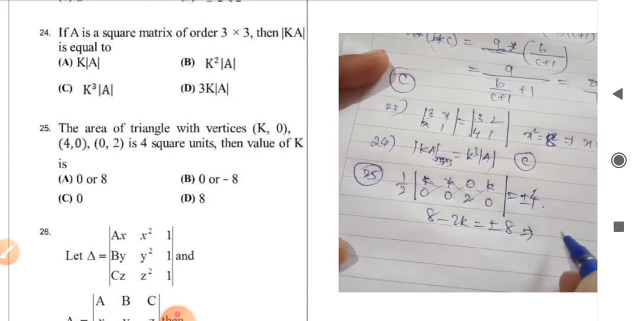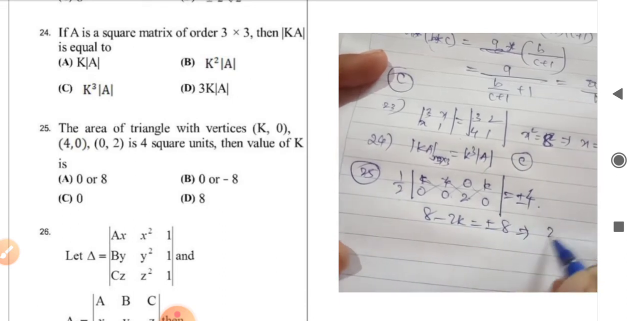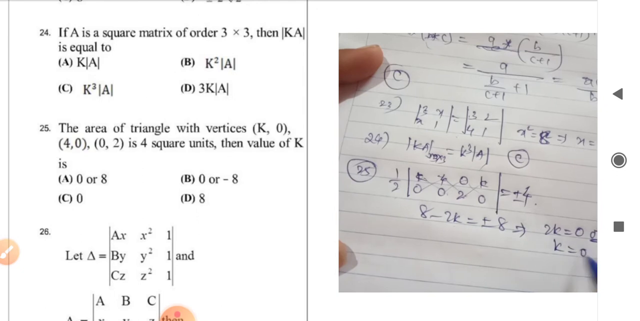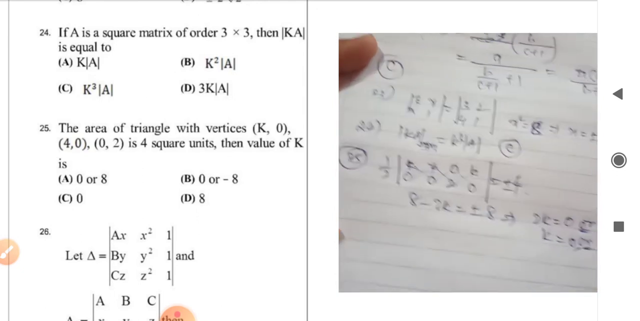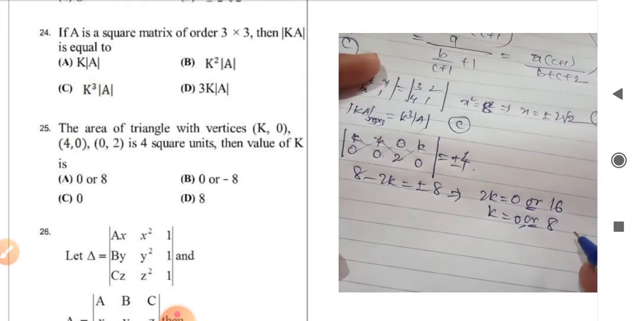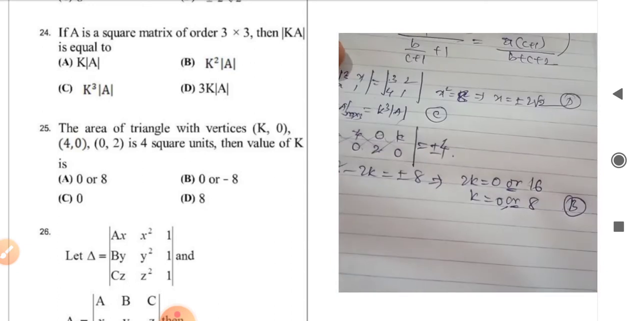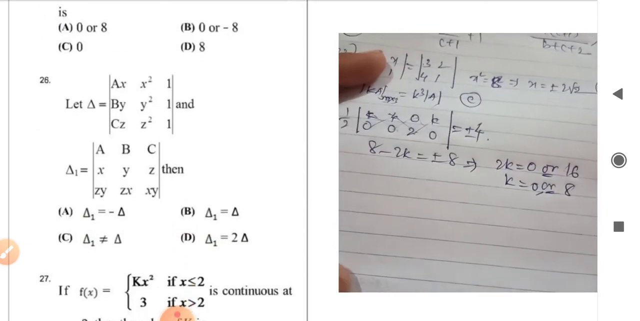This implies that 2k, if you take the right side, 2k equal to either 0 or you get it as 16. So hence you get k equal to 0 or 8. So the answer becomes either 0 or 8. B option is correct here for this problem. So now let's go for the next problem.